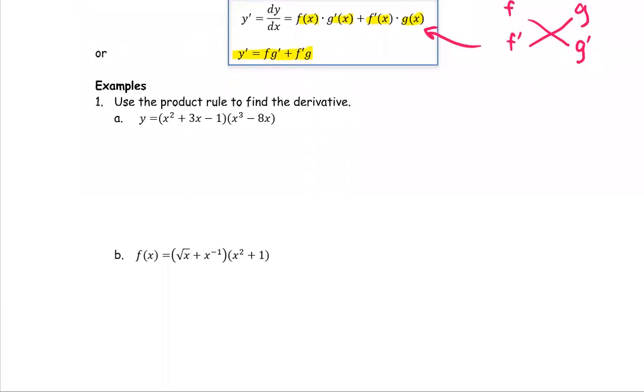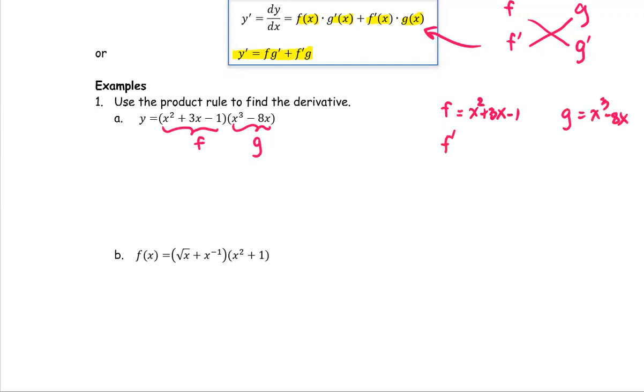Let's see examples. The first one: use the product rule to find the derivative. In part A, y is the product of the quantity x squared plus 3x minus 1 and the quantity x to the third minus 8x. So we identify the first group as the function f and the second group as the function g. I'm going to make a note on my side. f is x squared plus 3x minus 1 and the function g is x to the third minus 8x.